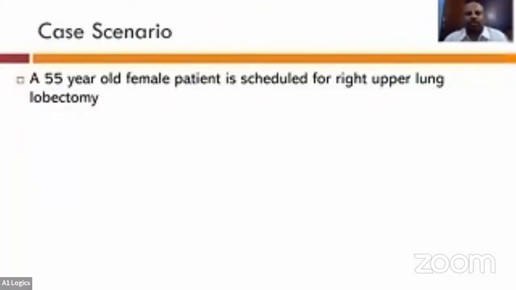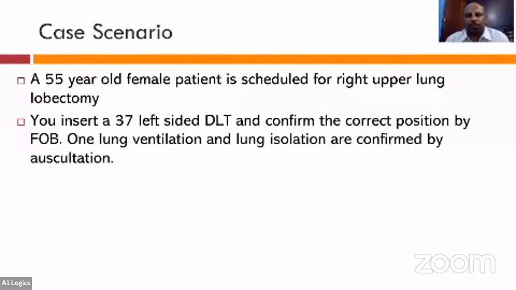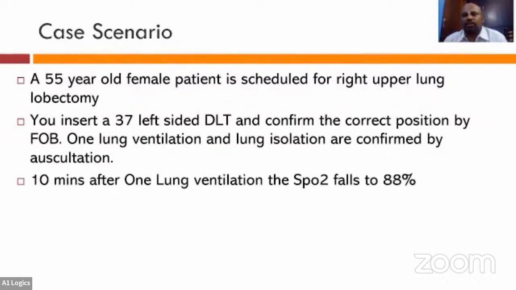A 55-year-old female patient is scheduled for right upper lobectomy. In the last class, you would have had a deep insight into how to assess a patient who is posted for a lobectomy or a pneumonectomy. And you assess this patient, prepare this patient, bring her onto the table, and you insert a 37 left-sided DLT and confirm the correct position by FOB. One lung ventilation and lung isolation are confirmed by auscultation. So this part also we have covered in the last week sessions. And after 10 minutes of one lung ventilation, the SpO2 starts to gradually fall to 88%.